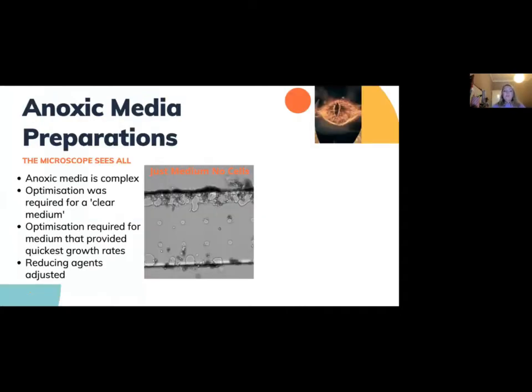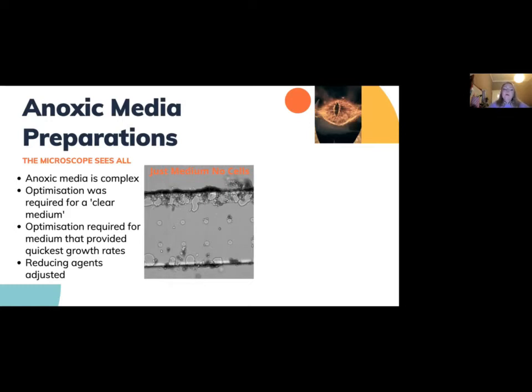So one of the first things we encountered was that the microscope sees everything. So anoxic media is complex. This image here is just the medium without any cells. So optimization was required to produce a clear medium. If we think of any kind of monitoring with the microscope, with all of these particles, we're not going to get good images, and it's going to be harder for the image analysis to actually distinguish the cells.